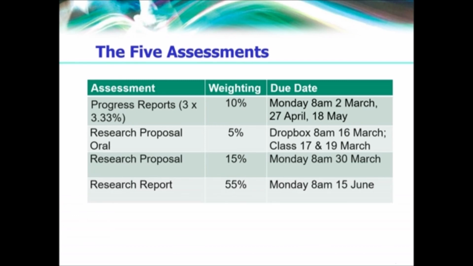The next assessment that is due is your research report. This is worth 55% and this is due at 8 AM on Monday the 15th of June. You must get over 40% in this assessment to pass the course, and all projects, unless in exceptional circumstances, must be primary research projects.